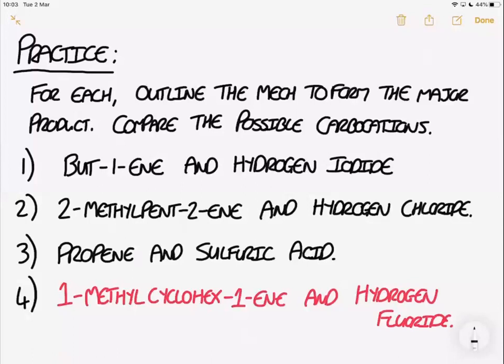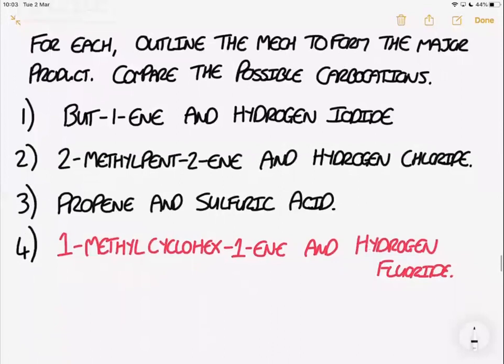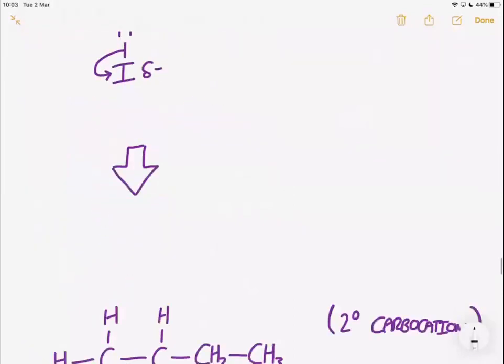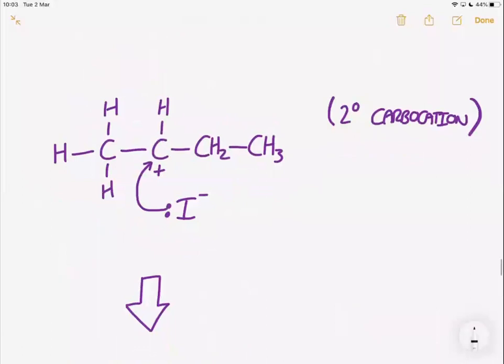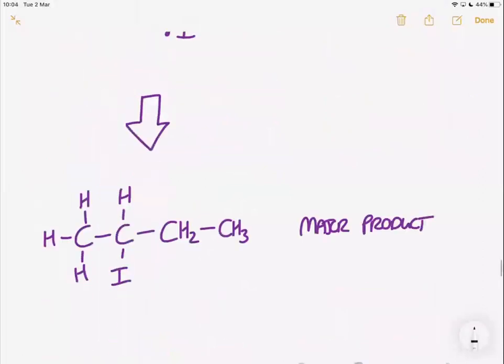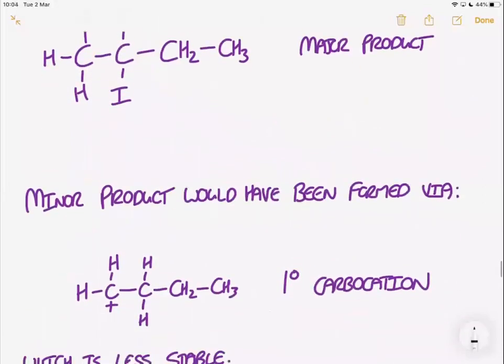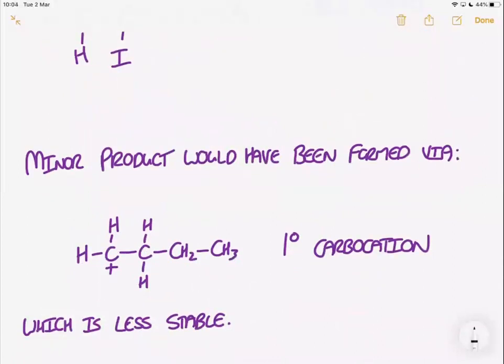Okay, so there's not going to be all the writing that we need necessarily on these, but let's have a look. Butene and hydrogen iodide, sorry. It's going to look like this. There's your first step. Forming the major product, it's going to occur via a secondary carbocation rather than a primary, which is what you'd get on the end, because this is more stable, remember. And there's our major product. The minor products would have occurred via that carbocation, which is less stable. So if I went a bit quick, you might just need to go back and pause at various frames, but hopefully you get the idea.